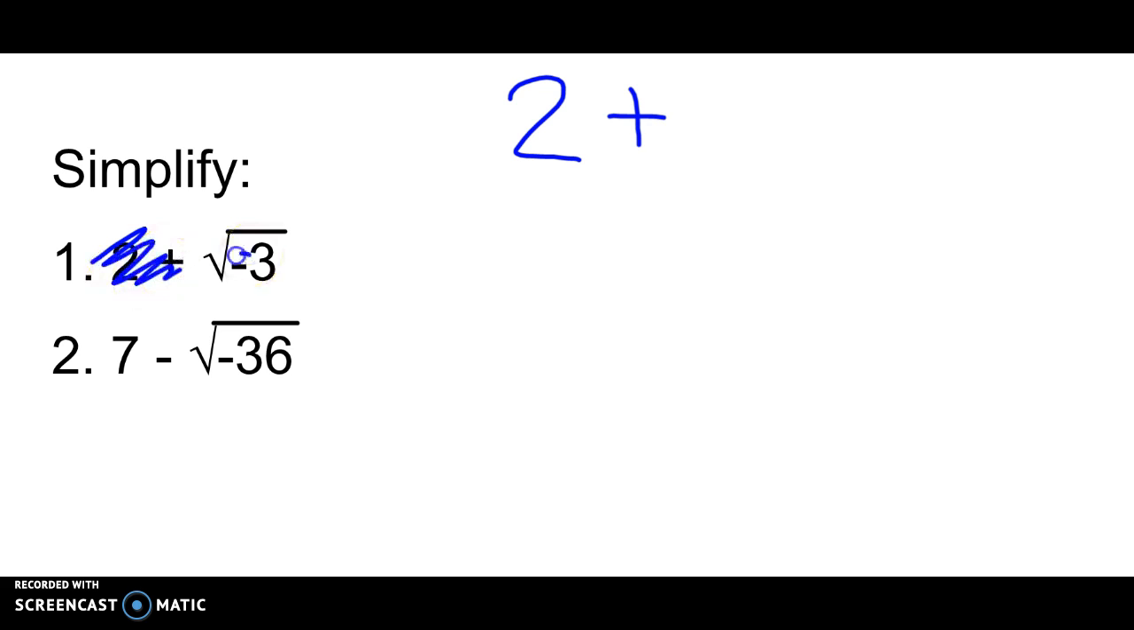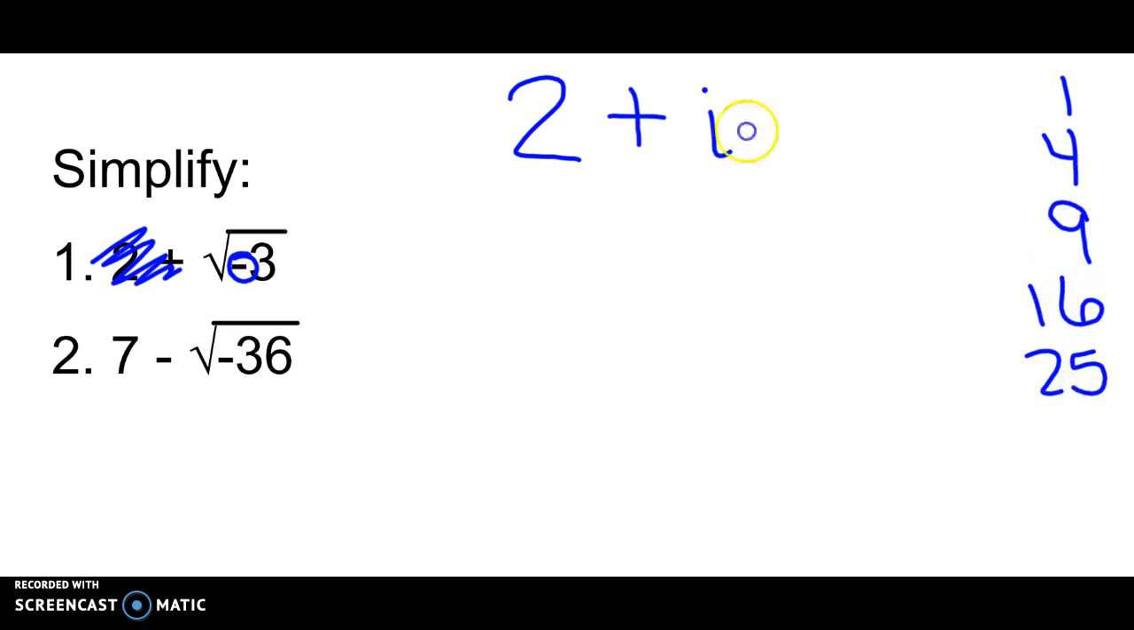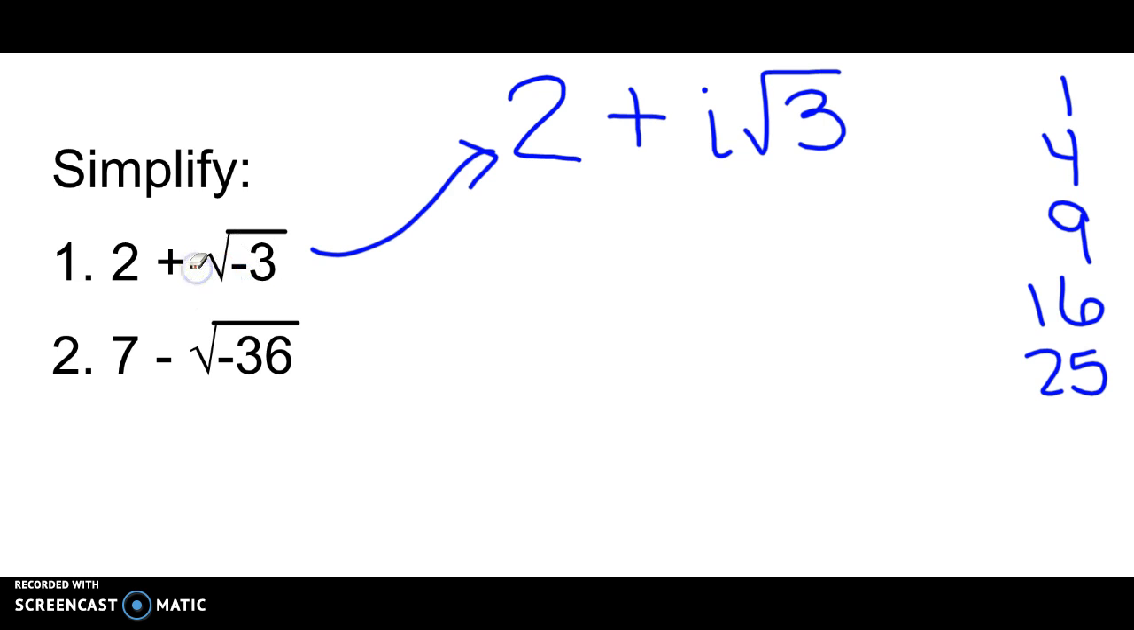All right, now we know there's a negative here, so we're going to have an i. Can you find a square that goes into 3? No, you cannot. So you're just going to have to leave it alone. That's your answer. It doesn't work that way in your calculator.